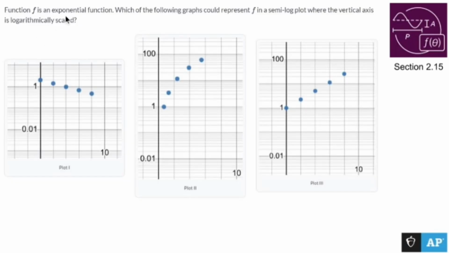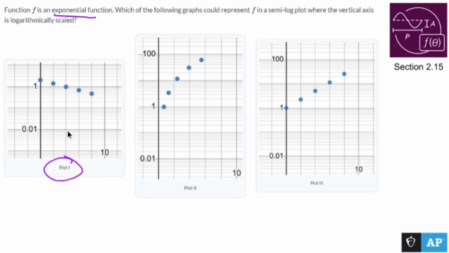Function f is an exponential function. Which of the following graphs could represent f in a semi-log plot where the vertical axis is logarithmically scaled? All right, so an exponential function is basically something that follows a curve. As you can see by these pictures, you have this space, and then that space tightens up, tightens up, tightens up. The goal of a semi-log plot is to make an exponential function or a logarithmic function appear linear.